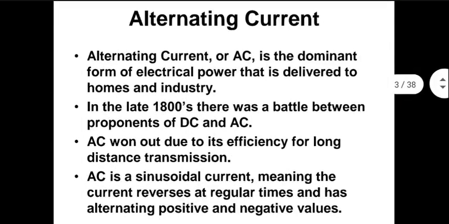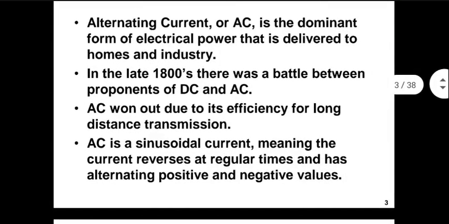Alternating current or AC, all this is well known to you. AC is better than DC, although today people are questioning that assumption, but by and large, I think there is truth in it.